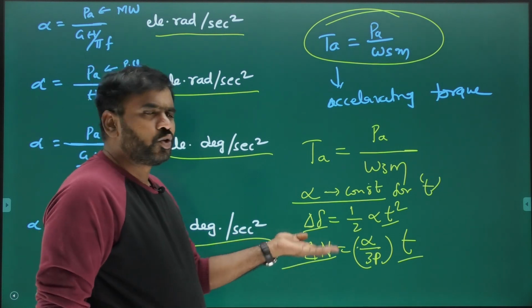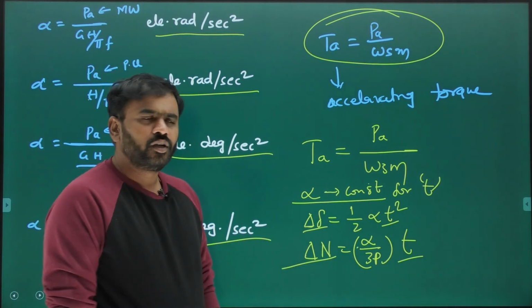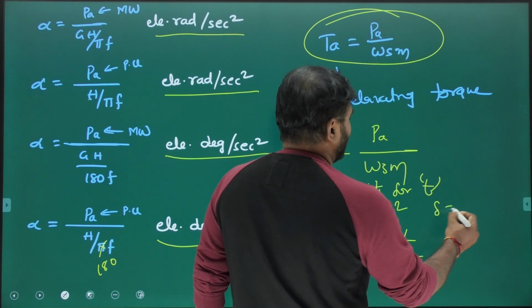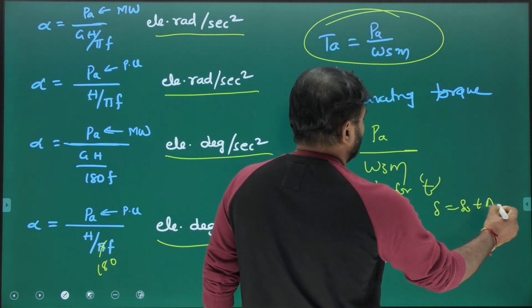So you can find out the new rotor speed and new load angle. What is the new load angle? If the acceleration is maintained constant, initial load angle plus delta delta.